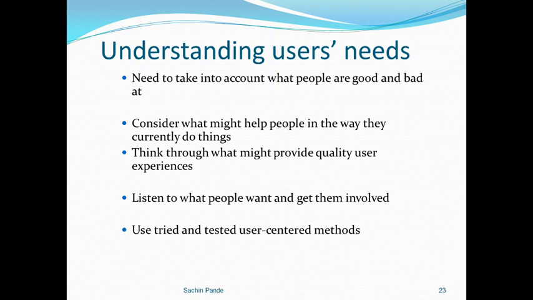Second one is consider what might help people in the way they currently do things. So if they are currently doing something and you want to come up with some interactive thing, you have to understand how that would be used. So you have to understand the interaction that people currently have with the existing system. So think through what might provide a quality user experience.